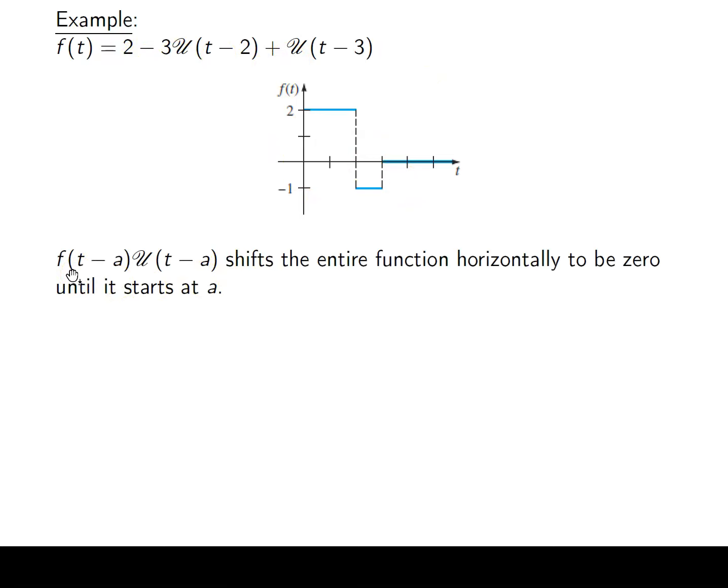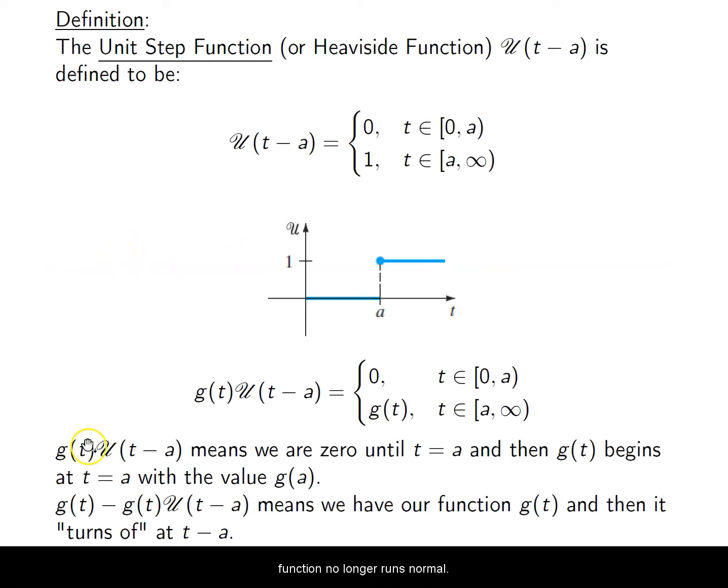So if I have a shift in my original function and I multiply that times the Heaviside function, what that does is now the first value of my function has been shifted horizontally to a, and my Heaviside function shifts horizontally to a. So now my function no longer runs normal until I decide to turn it on, or runs normal until I turn it off.